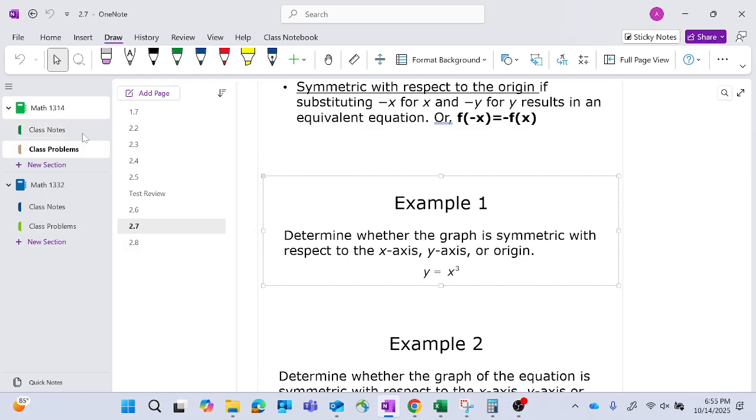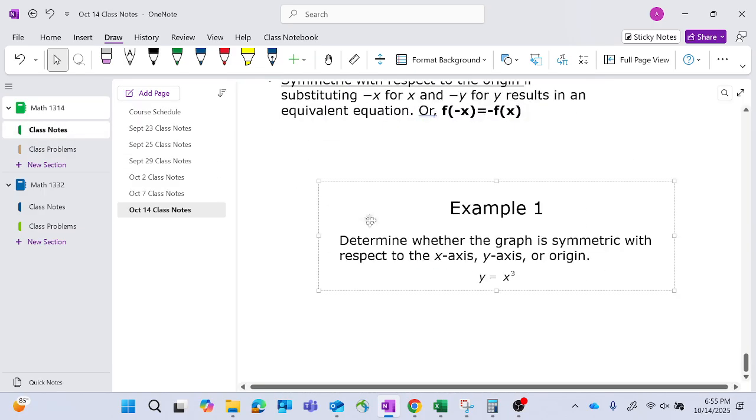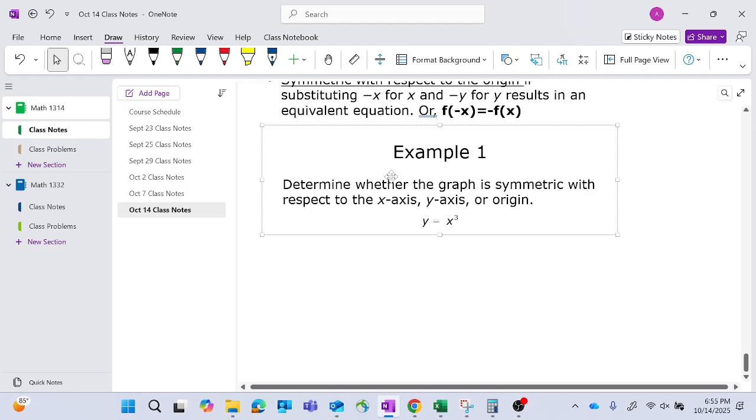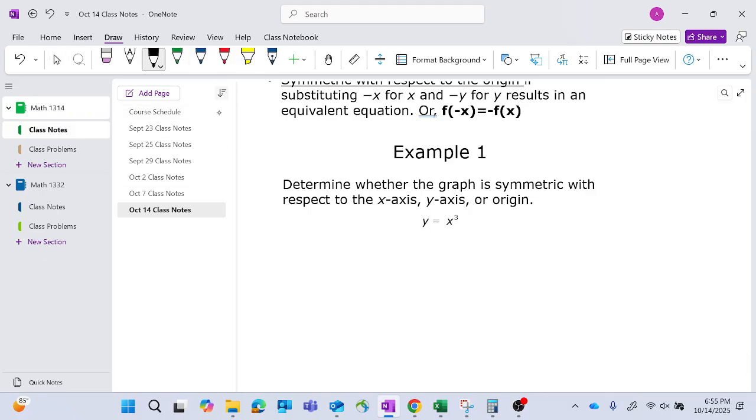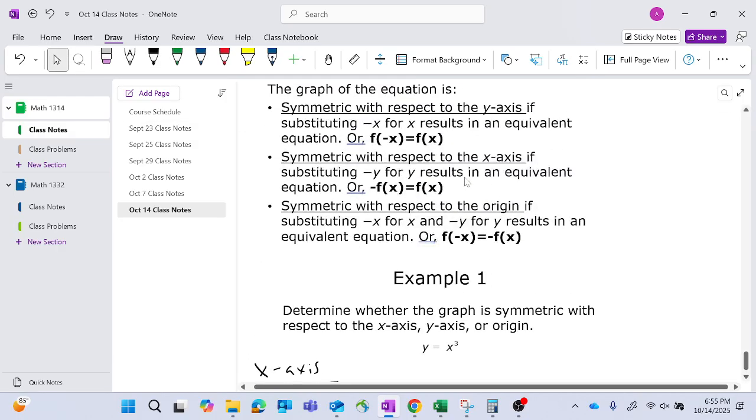So if y equals x cubed, I want to determine whether the graph is symmetric with respect to the x-axis, y-axis, or origin. We can do it three ways. For the x-axis, remember, I say f of negative x equals f of x. This is not fully true, but it's good enough as an example. Oh, sorry, it's negative f of x equals f of x.